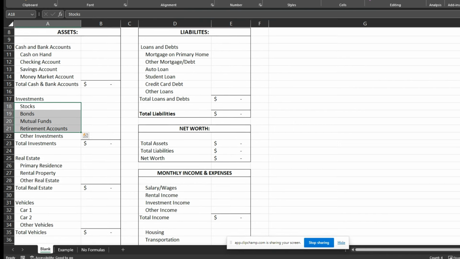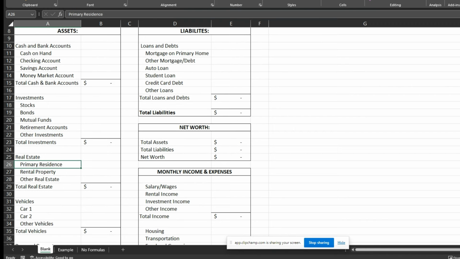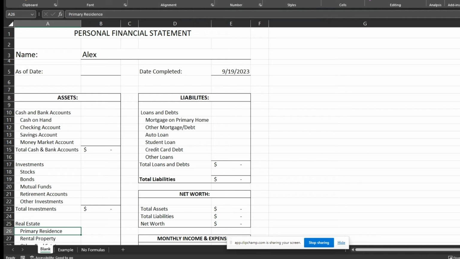Real estate, that's a little bit tougher because you don't necessarily get statements, but you're more likely to have statements for your liabilities and assets and investments once a month. So here you can just do cash on hand. Some people like to carry a decent amount of cash and have a decent amount of cash at home. So if you do, fill that out. If you don't, you can always delete it.